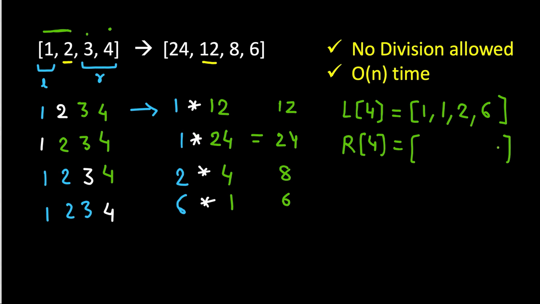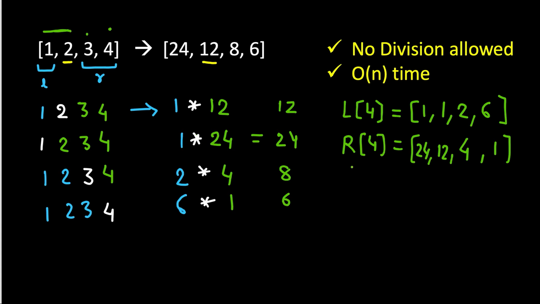So for 4 there is nothing to the right, so we can keep it 1. For 3 it will be 4. For 2 it will be 3 times 4, that is 12. And for 1 it will be 2 times 3 times 4, which is 24. And both of these will take order n time, because here we will be iterating from left to right and always multiplying one element to the previous value. And here we will start from right to left.